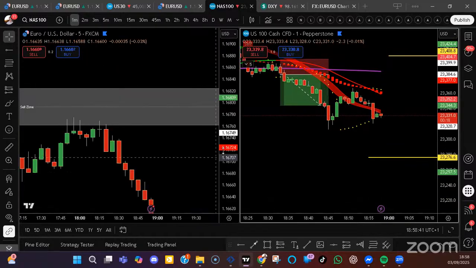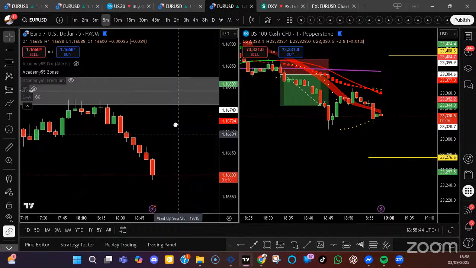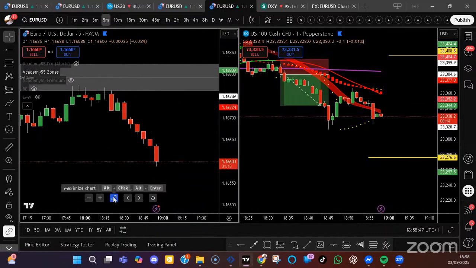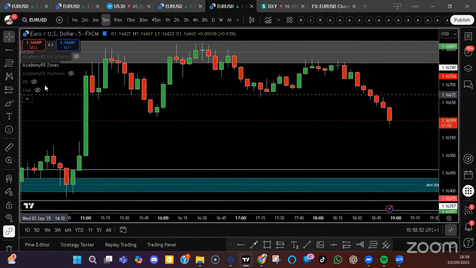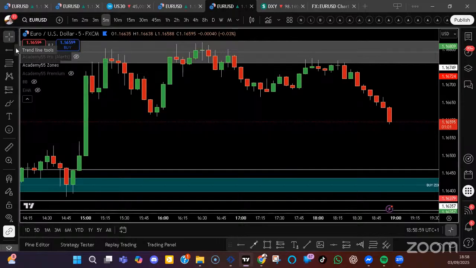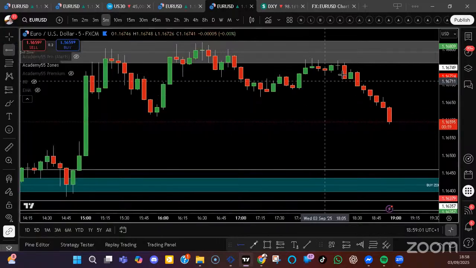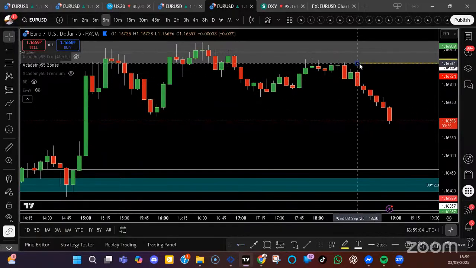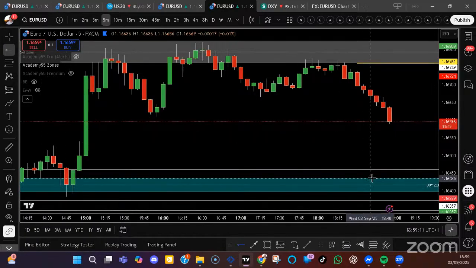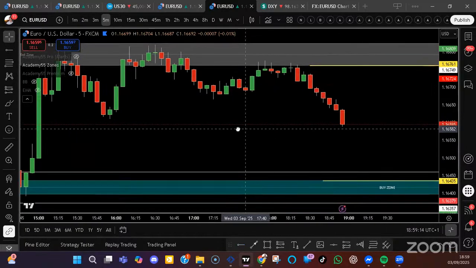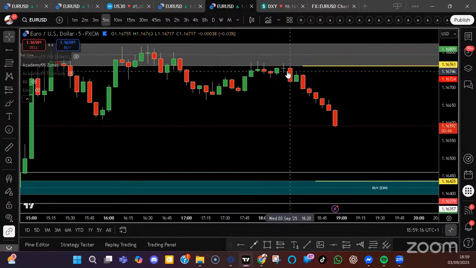So let's have a look at the EUR USD. Here we are on the EUR USD. And we'll mark up the zones on this one. Here's the sell zone. And we have a buy zone right way down there. So let's check this one out.